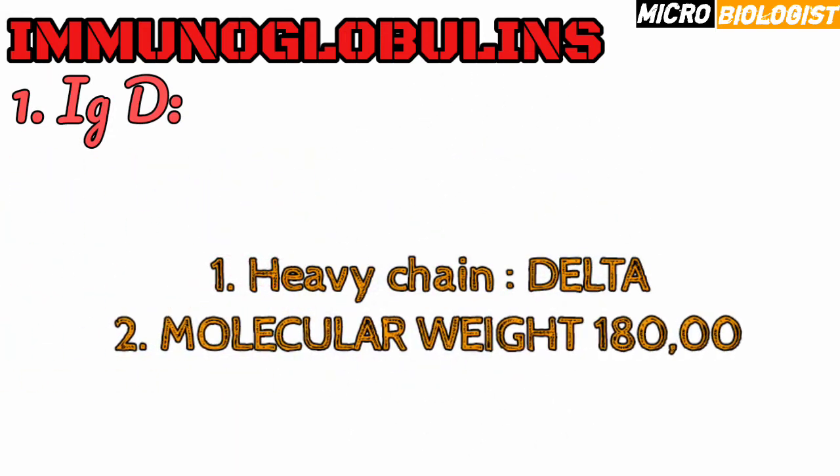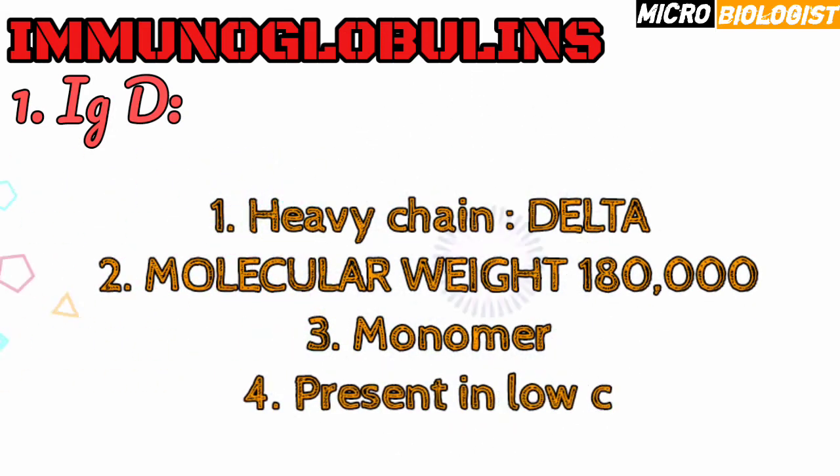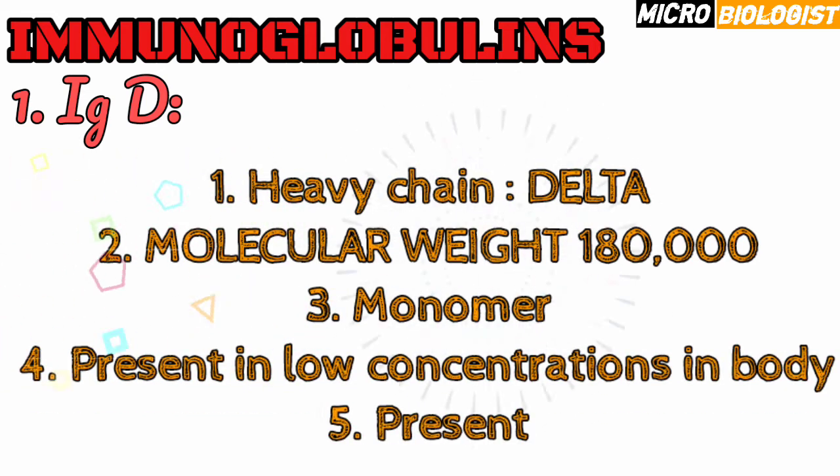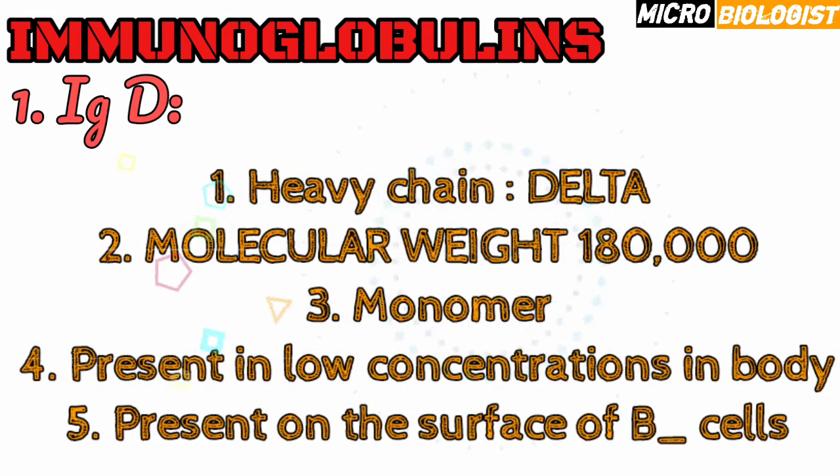Next one is immunoglobulin D. It contains the delta type of heavy chain. Its molecular weight is 180,000 and it is a monomer, meaning a single unit. It is present in low concentration in the body and has no significant role, but is present on the surface of B cells. It is postulated to be on the B cell receptors.